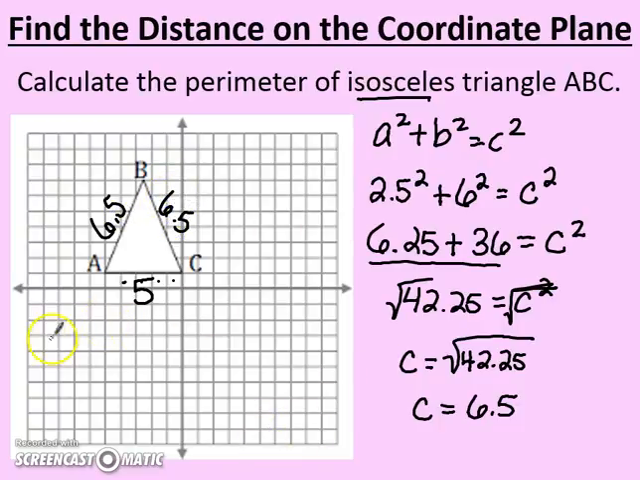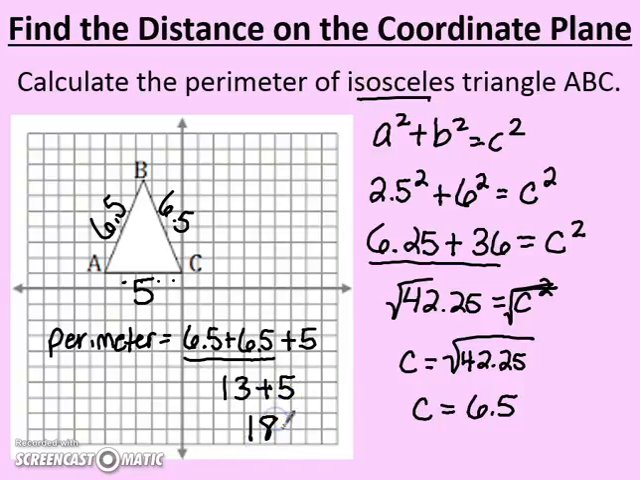So the perimeter is 6.5 plus 6.5 plus 5 more. So there's one around the outside, 6.5, 6.5. 6.5 and 6.5 makes 13, plus 5 more makes 18 units. So the perimeter is 18 units for triangle ABC.